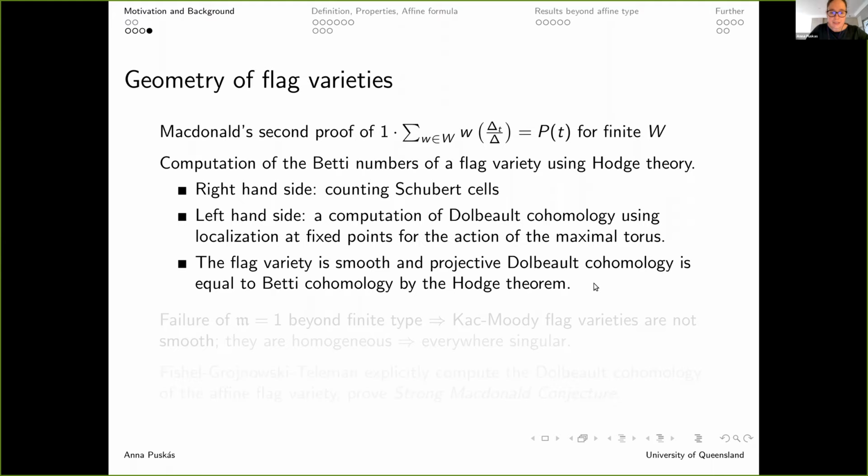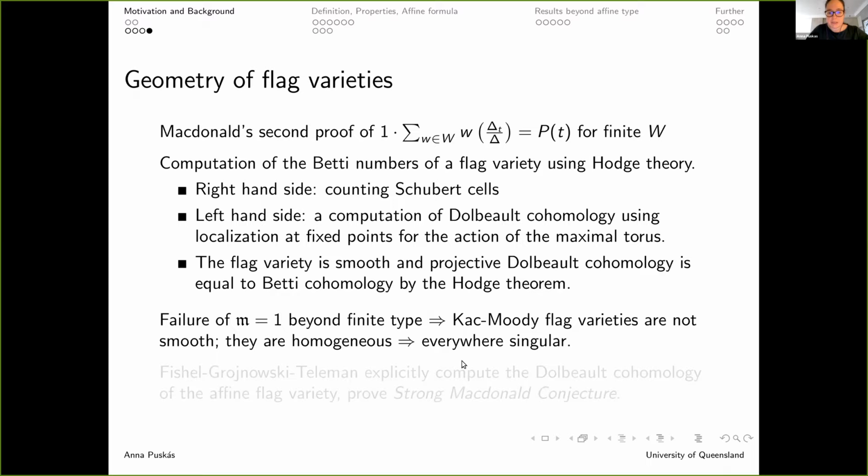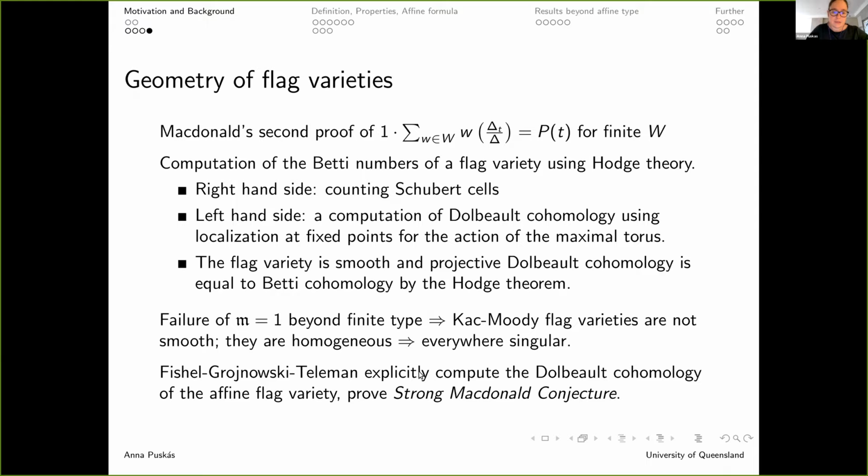Now the fact that this fails beyond finite type is an indication that Kac-Moody flag varieties are not smooth. But because they are homogeneous, they are in some sense everywhere singular. And so Feigin, Grojnowski, and Teleman explicitly compute the Dolbeault cohomology of the affine flag variety and prove something like a strong Macdonald conjecture. So this essentially amounts to, it of course is from a different context, but from our perspective, it amounts to computing a further one more parameter deformation of M in the affine setting. Okay, so this has some geometric aspects as well.